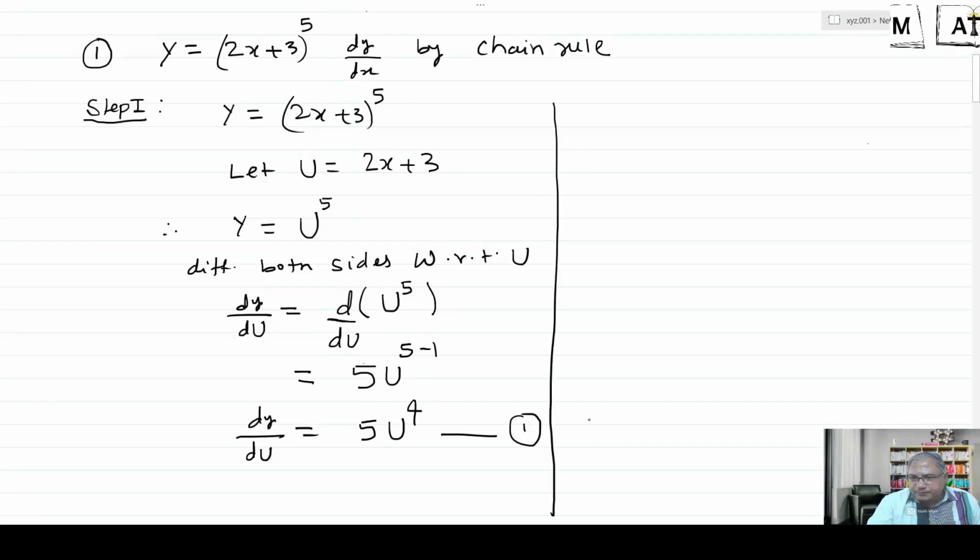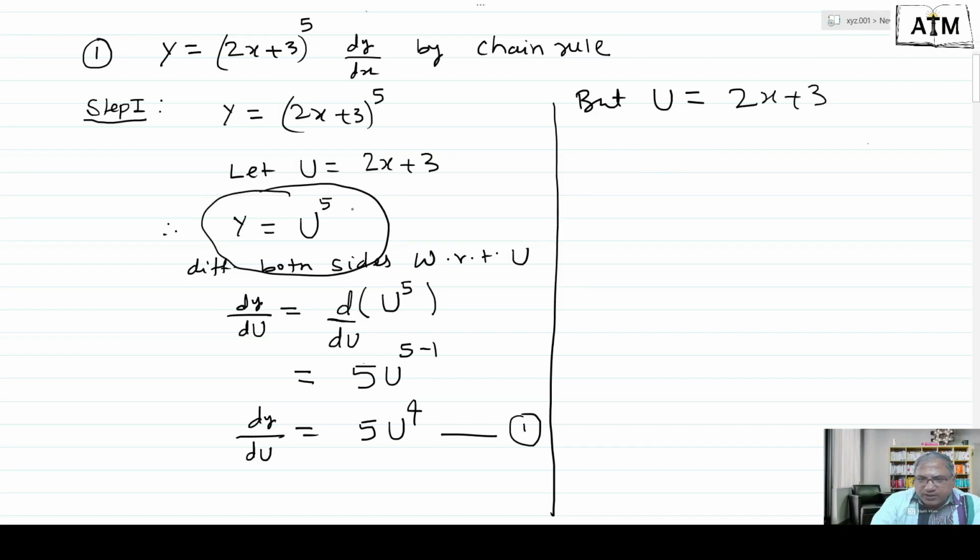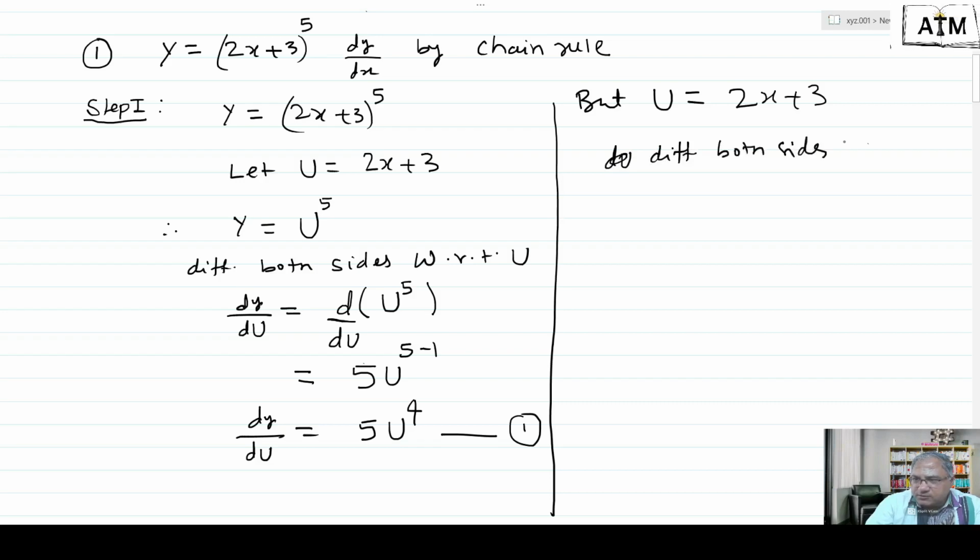But u equals, what is u? u is nothing but 2x plus 3. So now u depends upon x. Here y equals u raised to 5, so y depends upon u. Therefore we did dy by du in equation number 1. But now u equals 2x plus 3, so u is depending upon x. So what do you do? You differentiate both sides with respect to x.